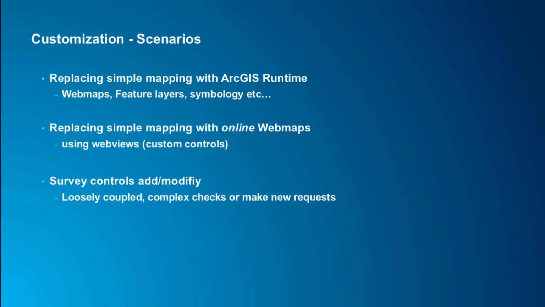So here is the first very common request that we get. The first thing they want to do is they want to replace the mapping that Survey123 comes with a runtime based or some more advanced based customization. How many of you want to do that right now? Good. Oh, no, okay. We still have a few people.